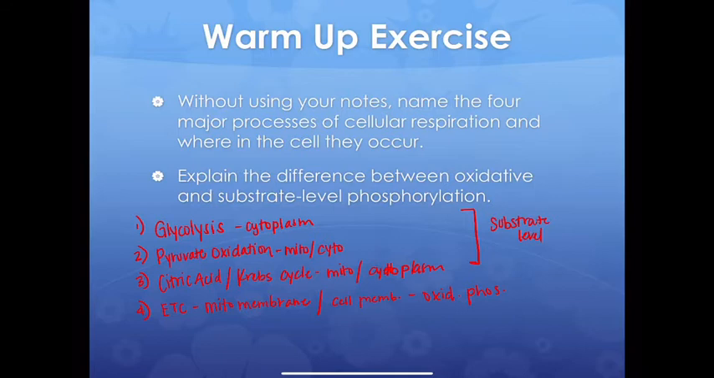It's stolen from a substrate. In oxidative phosphorylation, the phosphate group comes from inorganic phosphate that's present in the cell. Okay? And so it's not really stolen from somewhere else, but it just comes from inorganic phosphate available in the cell. And again, that's in the electron transport chain.